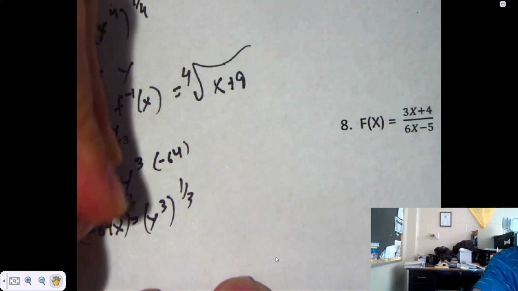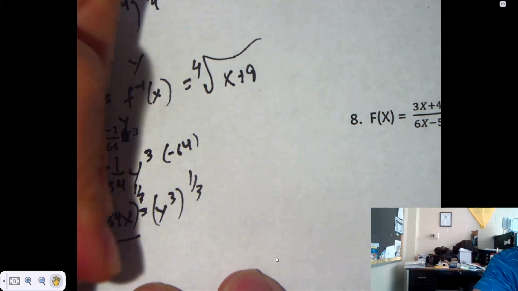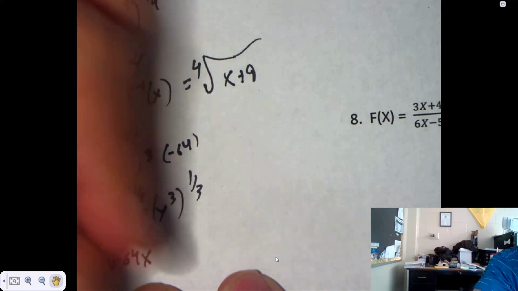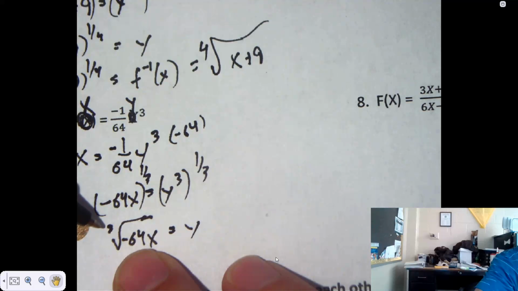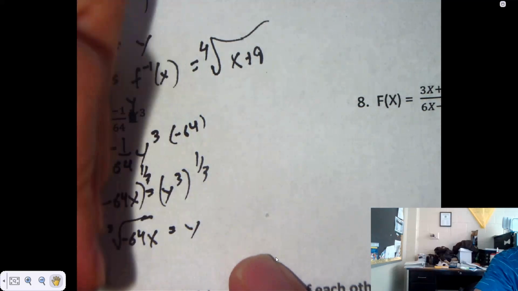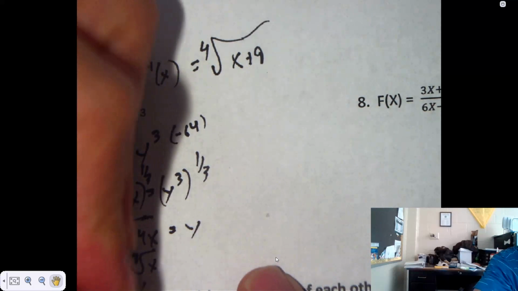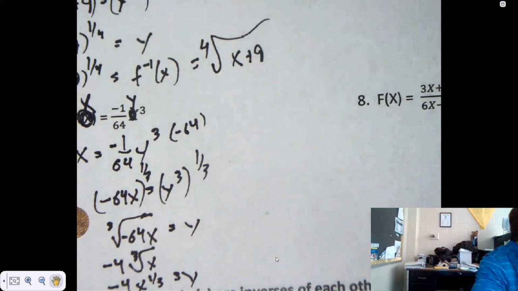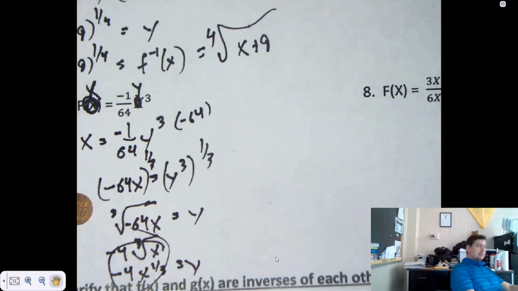I probably on your key actually did the cubic root. Do I have a negative 4x to the 1/3 though as the answer? Because what's the cubic root of negative 64? Negative 4. So this is negative 4 cubic roots of x, which I have written as negative 4x to the 1/3 power. I'm not going to worry about replacing f of x right now. That's where the answer came from.